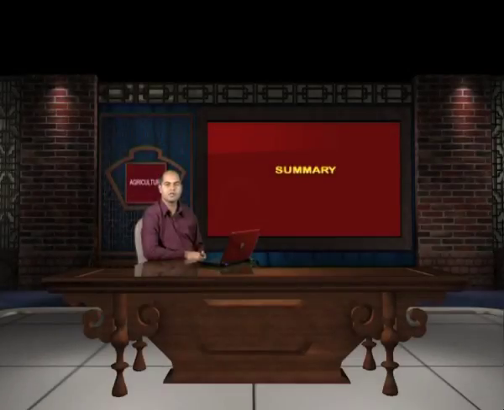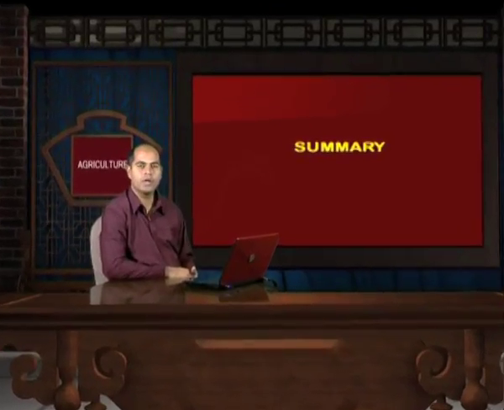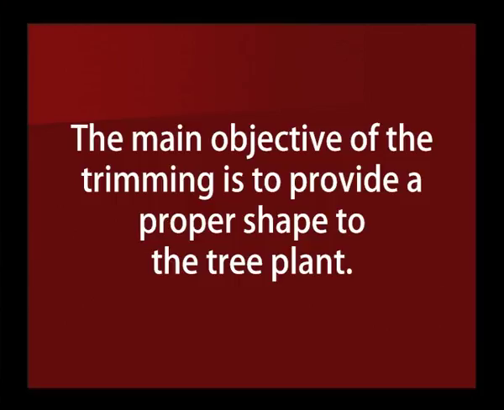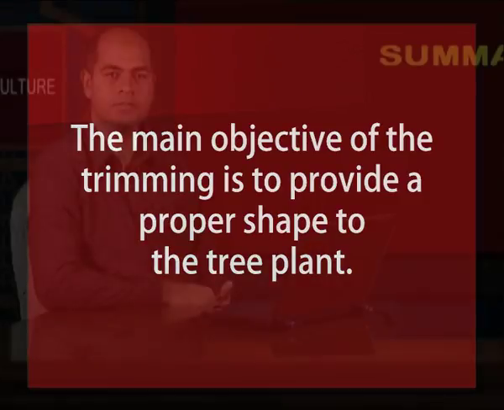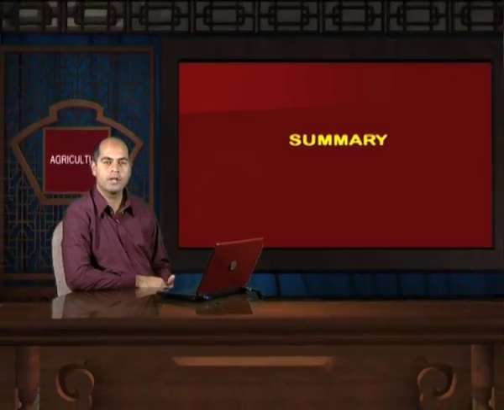Dear viewers, today we have discussed about principles of pruning and various systems of training. Training and pruning are the most important operations in maintaining a fruit tree. The main objective of the training is to provide a proper shape to the tree plant, and the main objective of the pruning is to obtain good yield. In the pruning, the parts like leaves, roots, fruits, twigs can be removed, which will provide a good yield to the plant.